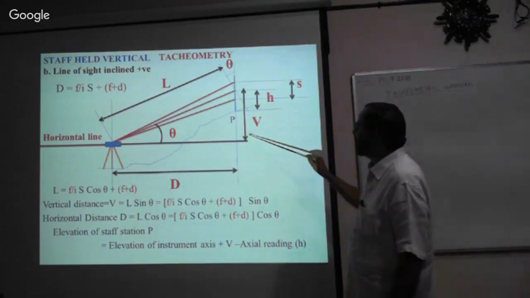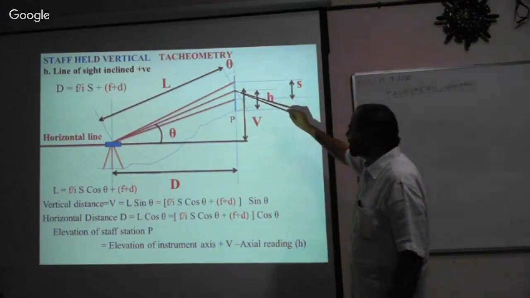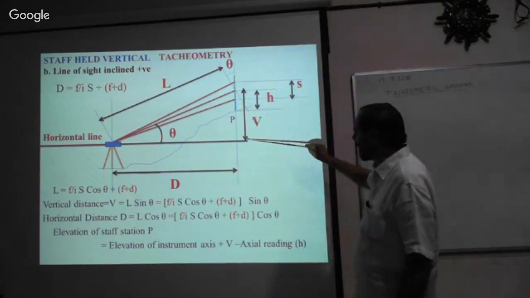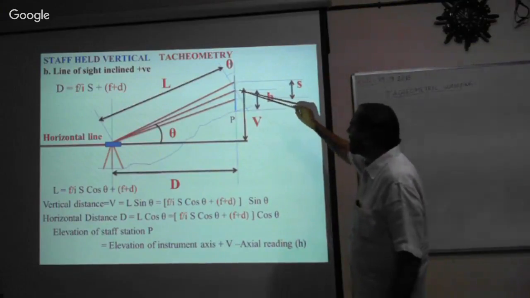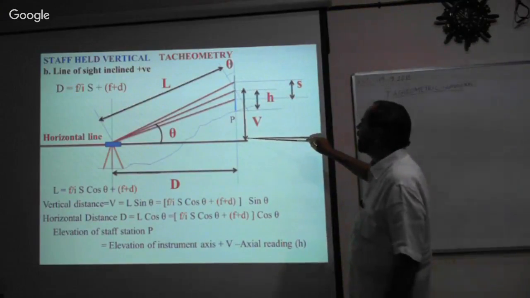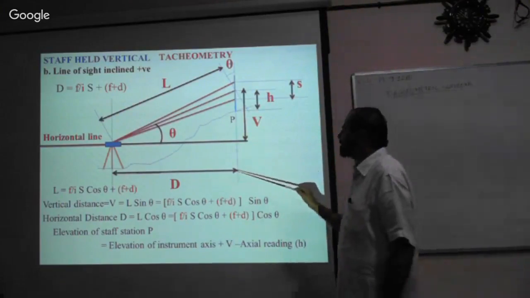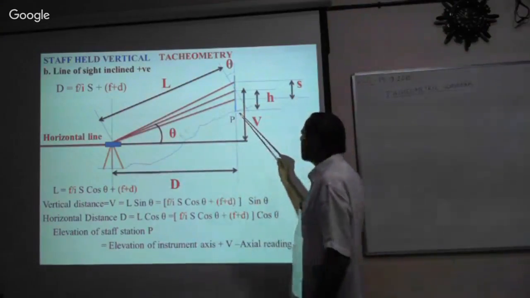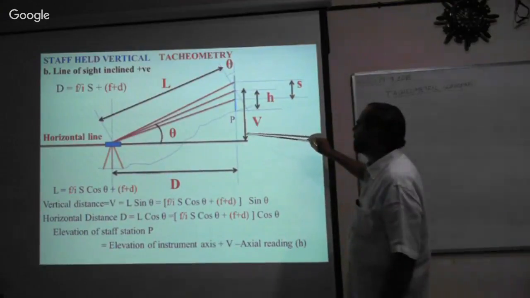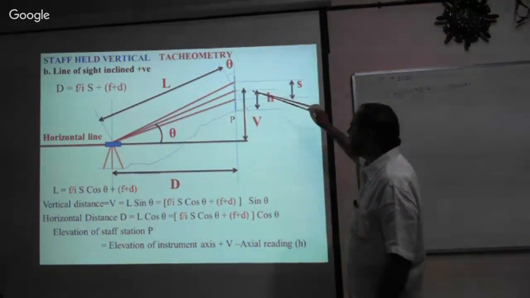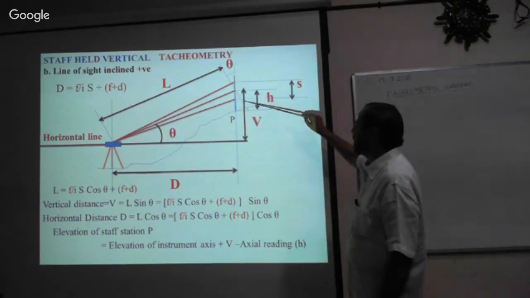And V is the vertical distance, from the central hair reading to the instrument axis. Please remember this. D is the distance between the instrument axis and the location where we need to calculate the elevation, and V is the vertical distance from the central hair reading to the instrument axis.